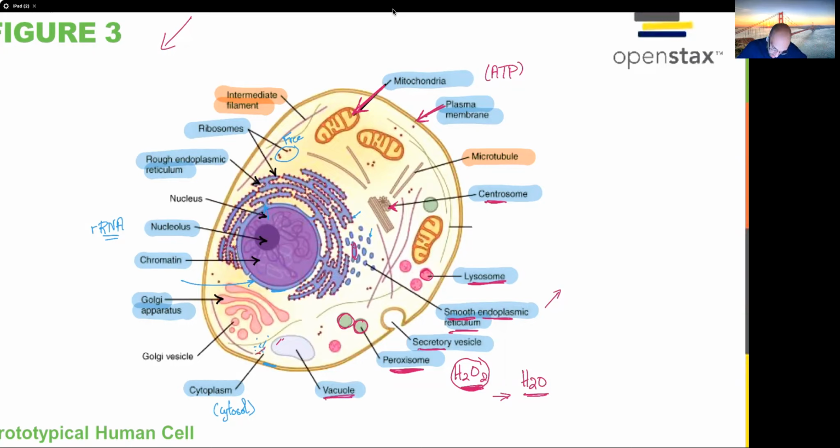The part of the cell that contains the matrix, the fluid, and the inclusions, as well as the organelles, all this together is what we call the cytoplasm. It's going to be all the space between the cytoplasmic membrane and the nuclear membrane of the nucleus. So anything in between is going to be part of the cytoplasm.